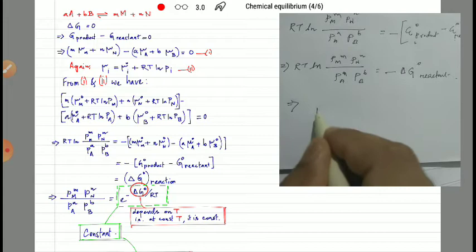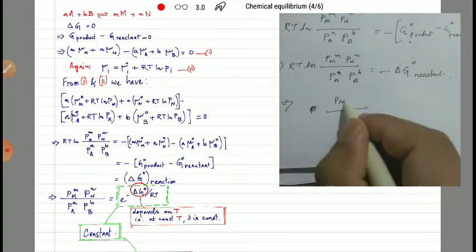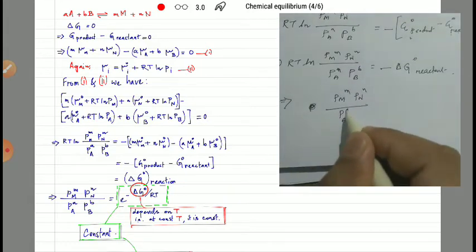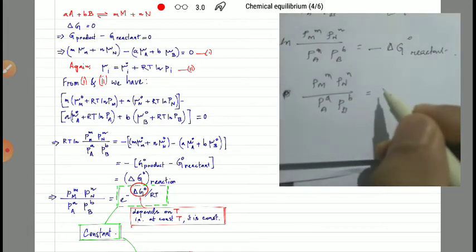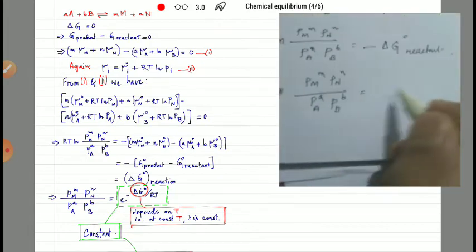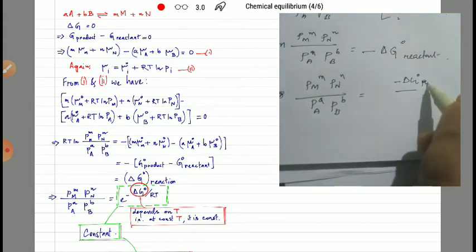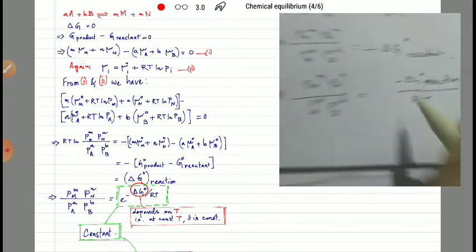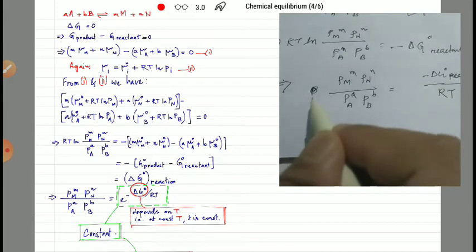What you can write, we can just write PM, PN, PA, PB is equal to RT, so it will be like minus del G not reaction divided by RT. So this part will go there, na? So ln will be what, here ln is there na, so ln will be here.